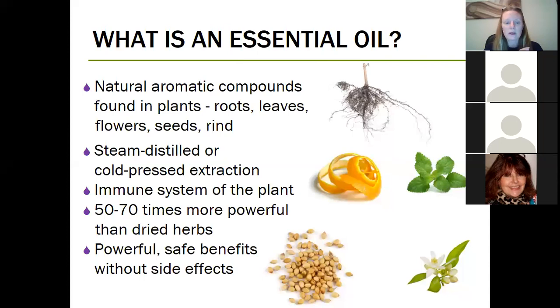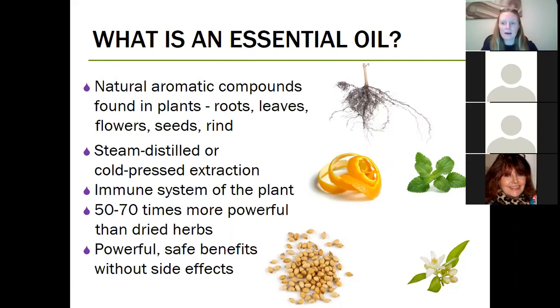There are two different ways of extracting the oils from the plant. We have steam distilled or we have cold pressed extractions. These are very natural ways of extracting the oils from the plant and don't interfere with their chemical composition. So it's made sure that the oils are still as potent and powerful as they would be if you were to use the actual plant itself. As you can see there, it says it's the immune system of the plant, and like I've said, it is what makes the plant thrive in its natural environment and reproduce so that it survives.